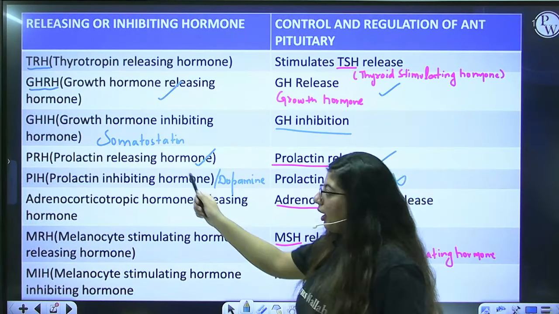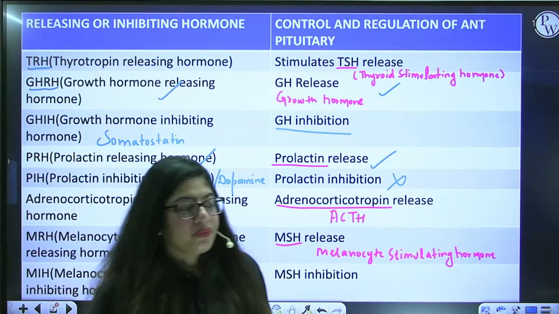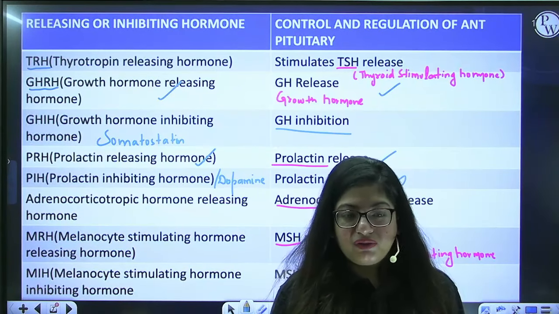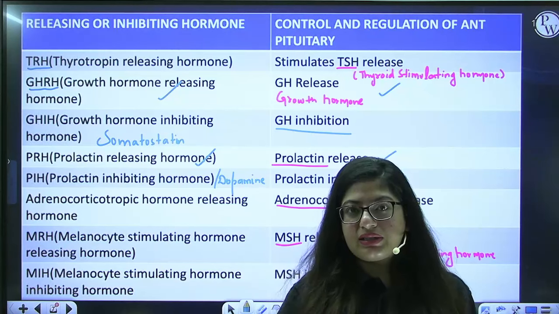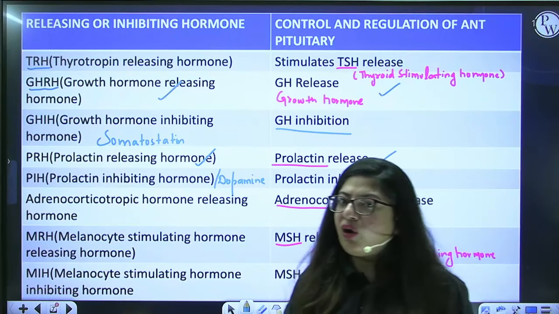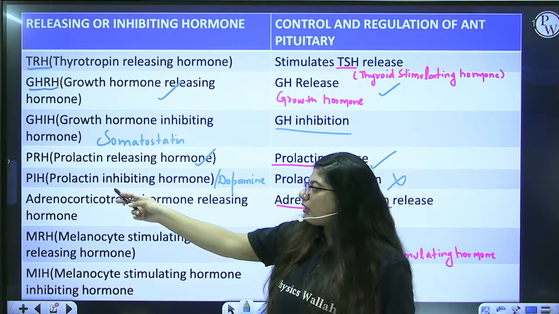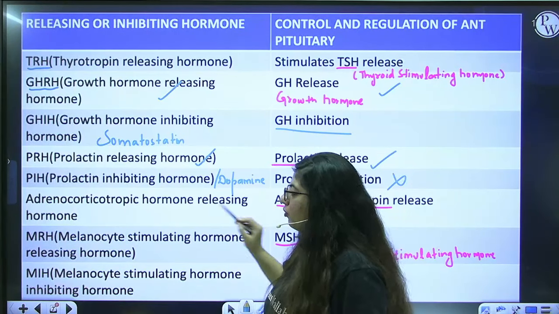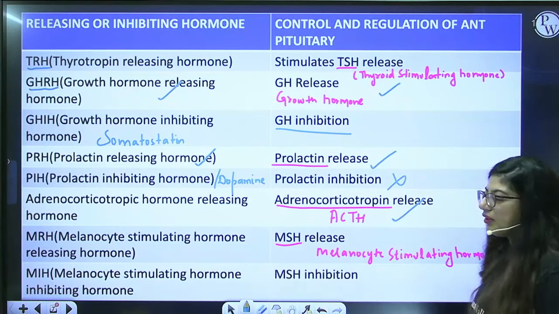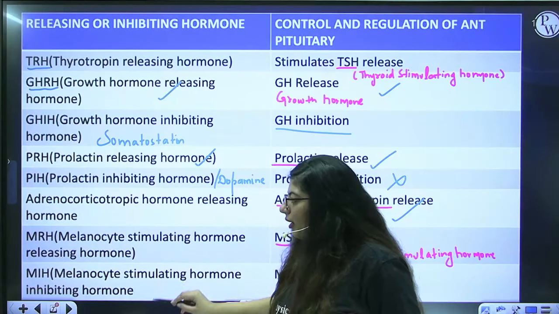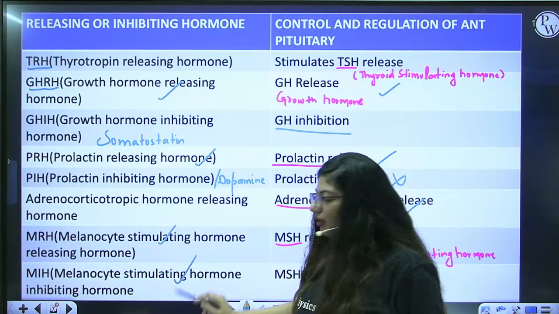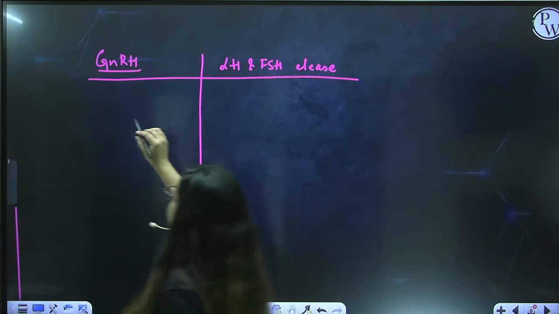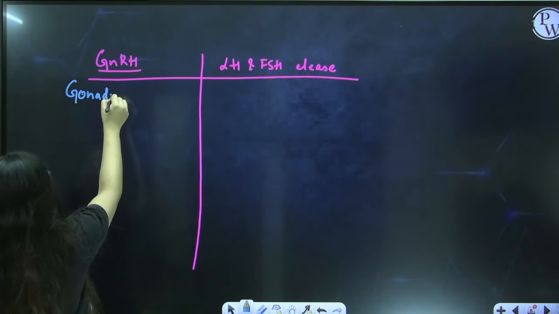For example, prolactin helps in the formation of milk in the mammary glands. So who produces milk? The pregnant woman, or the woman who has given birth to the baby. But a non-pregnant female does not release prolactin, because the hypothalamus is secreting PIH. Now, adrenocorticotropic hormone releasing hormone will help in the release of ACTH. MRH or MIH will stimulate the secretion of MSH or inhibit it. Just like that, the full form of GnRH is gonadotropin releasing hormone.